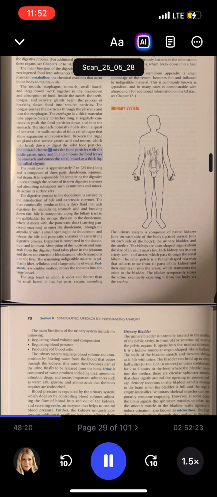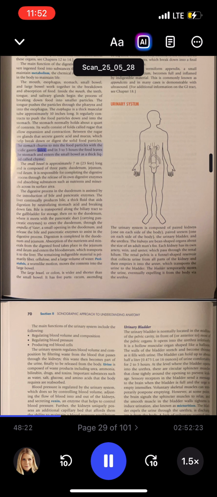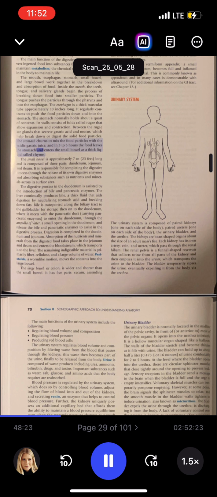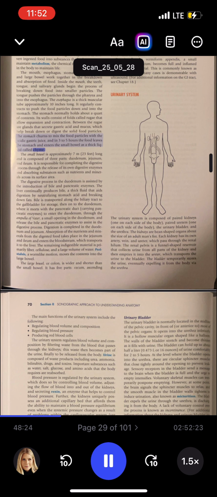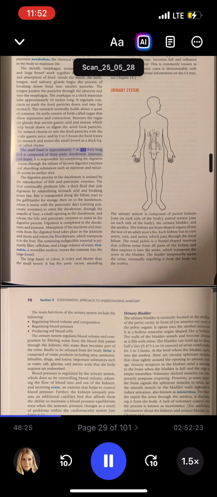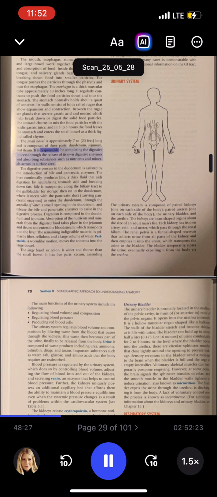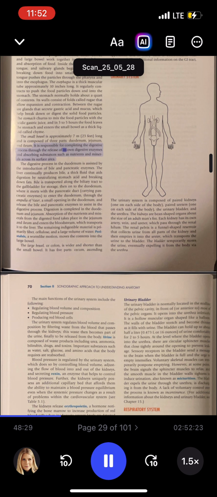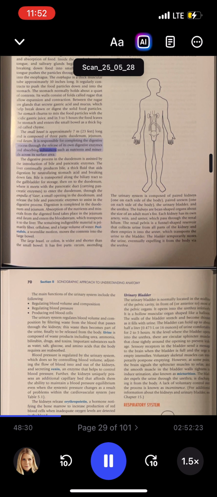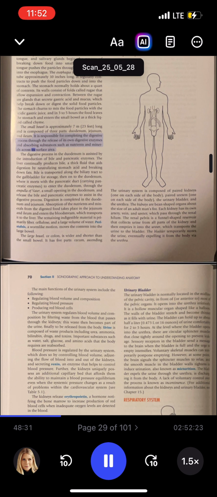The stomach churns to mix the food particles with the acidic gastric juice, and in 3 to 5 hours the food leaves the stomach and enters the small bowel as a thick liquid called chyme. The small bowel is approximately 23 feet long and is composed of 3 parts: duodenum, jejunum, and ileum. It is responsible for completing the digestive process through the release of its own digestive enzymes and absorbing substances such as nutrients and minerals across its surface area.